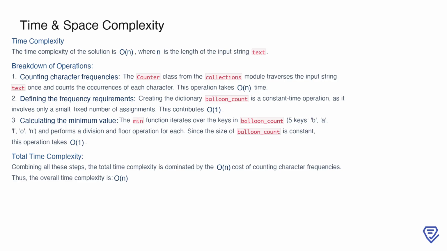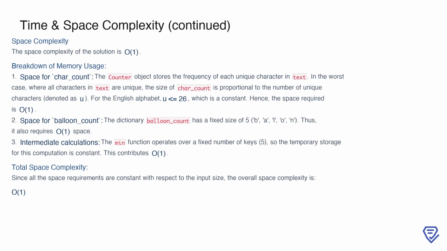making the overall time complexity O(N). Now let's discuss the space complexity, which is O(1). Here's why: the char_count object, created by Counter, stores the frequency of unique characters in the input string. In the worst-case scenario, where every character in the string is unique, the number of entries in char_count will be proportional to the number of unique characters. For the English alphabet, this maximum is 26, which is constant. Thus, the space required for char_count is O(1).